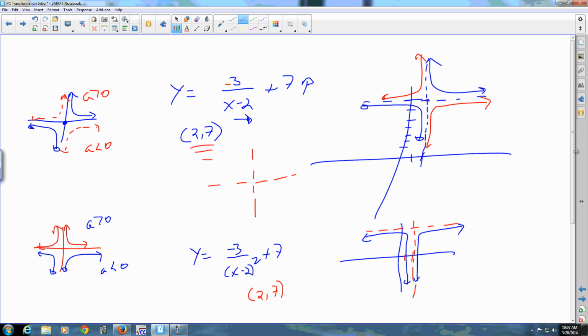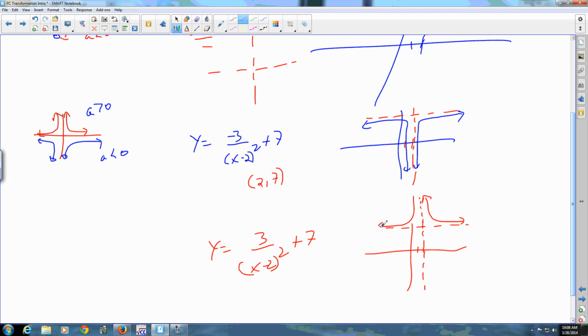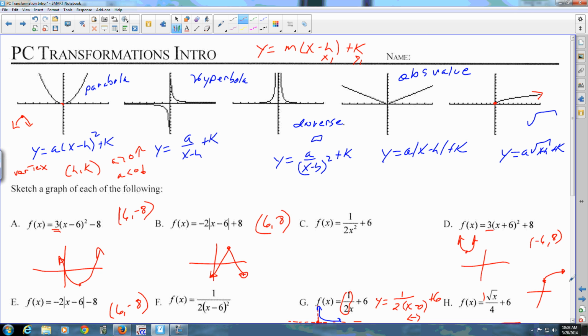Alright, let's try and be a little better about this if I make it positive. Y is equal to positive 3, x minus 2 squared plus 7. Alright, vertical asymptote 2 units over, 7 units up, and A was positive, so it's going to be sitting in the positive orientation. Okay, this is going more vertical as it goes up. It doesn't cross the asymptotes, it does that one. Okay, so let's come back.